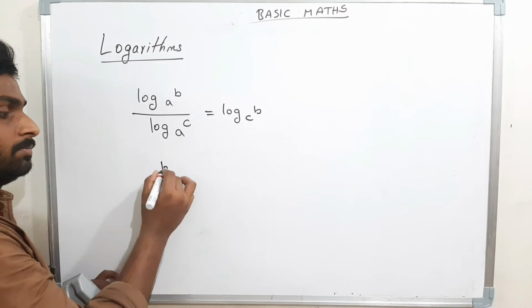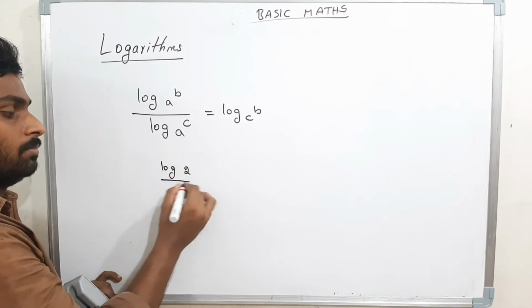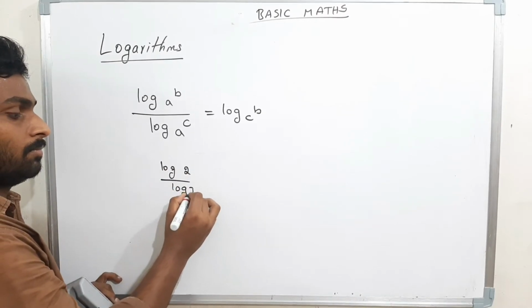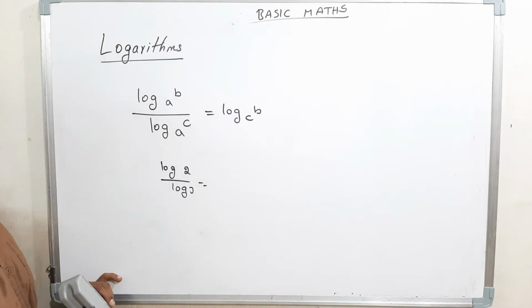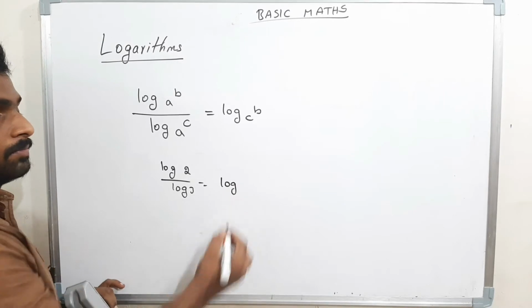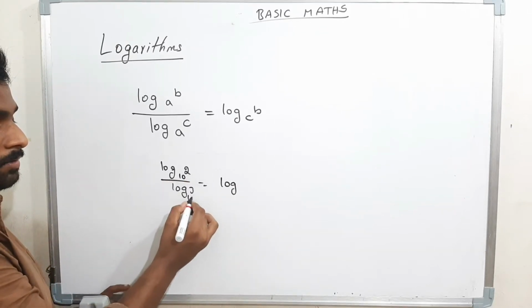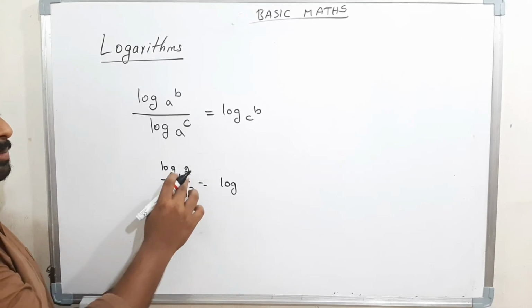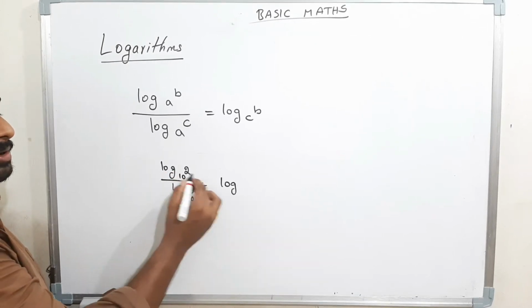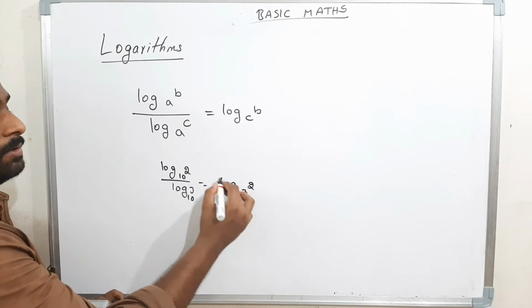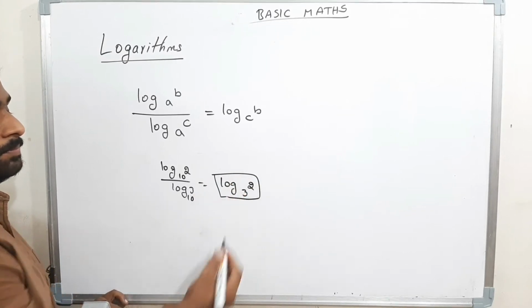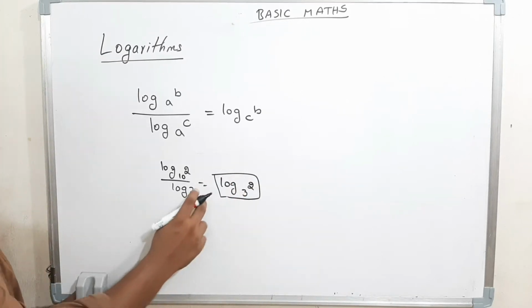Now see this. Log 2 by log 3. What is the answer? Log 2 by log 3. See here, nothing is given, so the base is 10. Now log a base 10 by log b base 10: what is this? Log 2 base 3. This is the answer. I think this is clear.